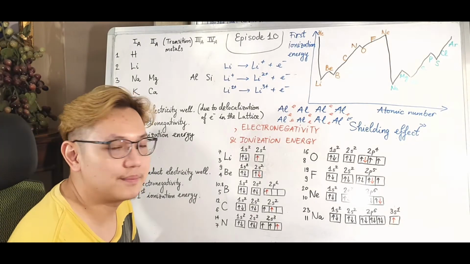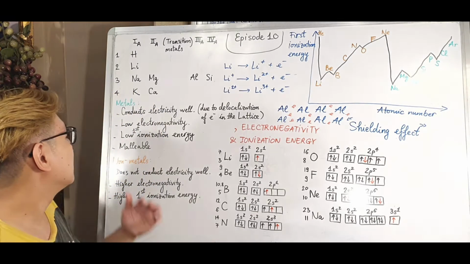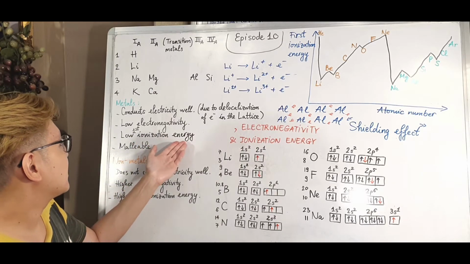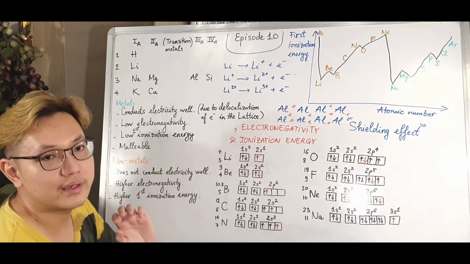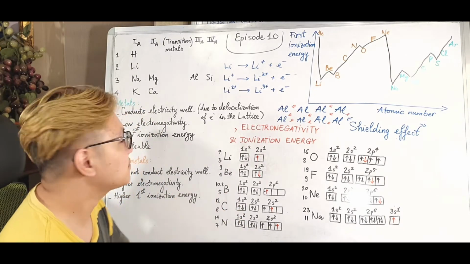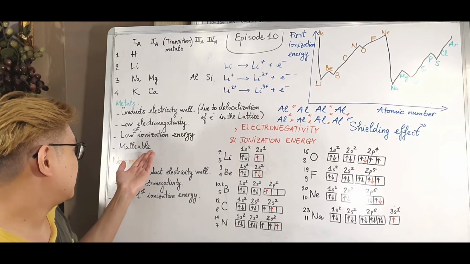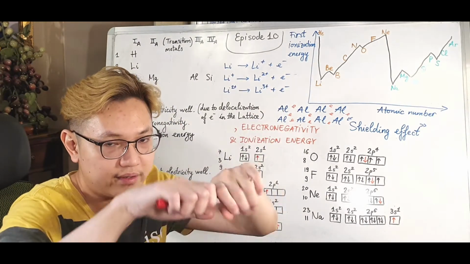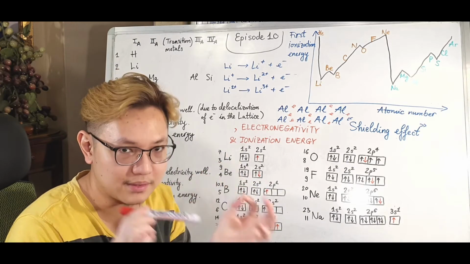Okay. Now, next one, metals have low electronegativity. As I told you in a previous episode, they have low first ionization energy. So it means it's very easy to remove the last electron away from it. And it's malleable. Malleable means you can just bend metal very easily into any shape you want.